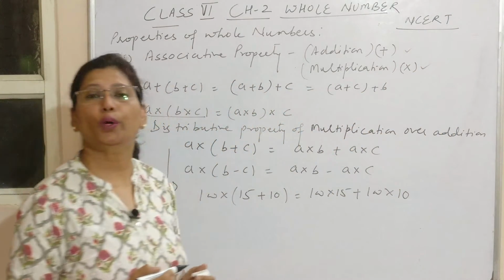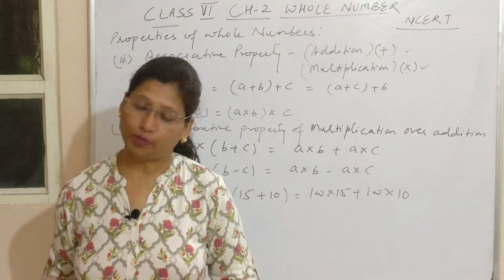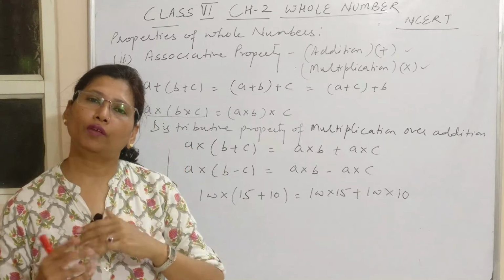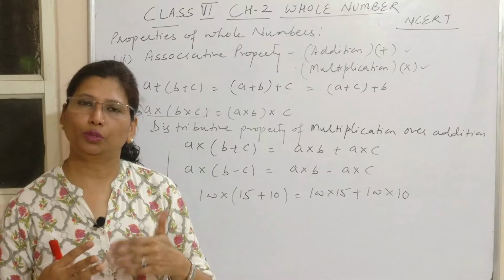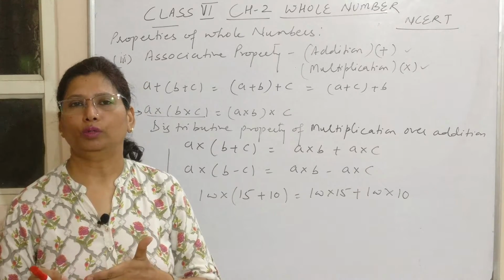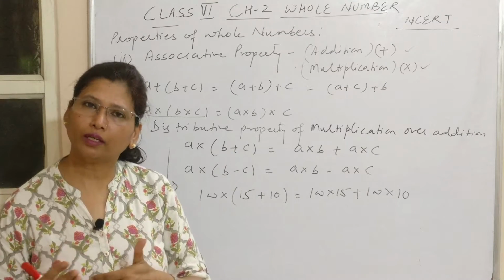In exercise 2.2 we have question number 2 where we are finding the product of whole numbers. In question number 2 we have been given three numbers and we have to find the product by rearrangement. Rearrangement means where our product is simple to carry out. So when I take the questions, you can associate with that, you can connect with that.